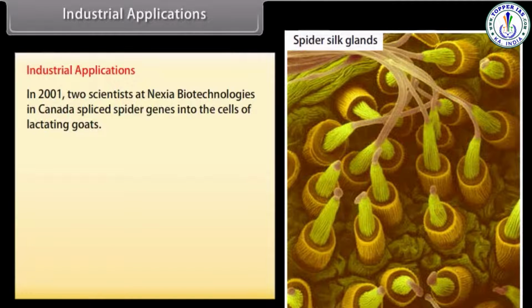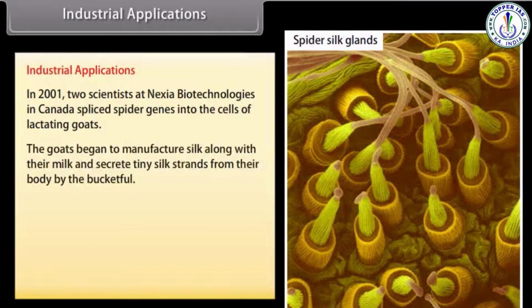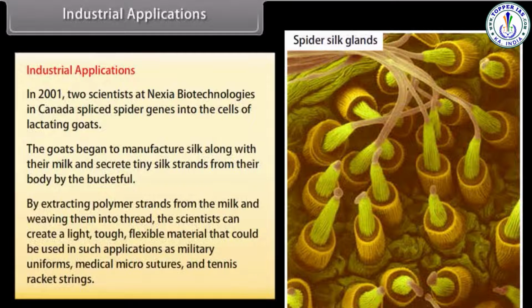Industrial applications. In 2001, two scientists at Nexia Biotechnologies in Canada spliced spider genes into the cells of lactating goats. The goats began to manufacture silk along with their milk and secrete tiny silk strands from their body by the bucketful. By extracting polymer strands from the milk and weaving them into thread, the scientists can create a light, tough, flexible material that could be used in such applications as military uniforms, medical microsutures, and tennis racket strings.